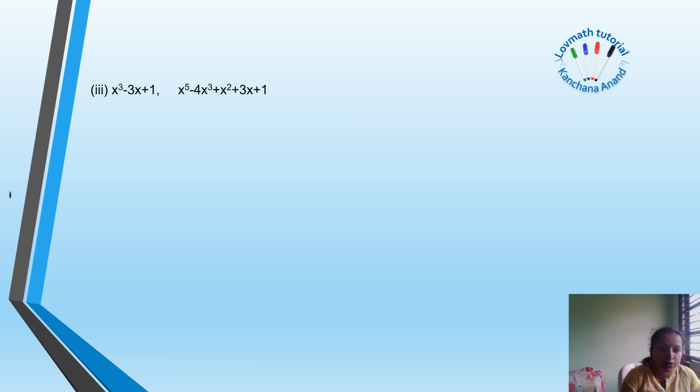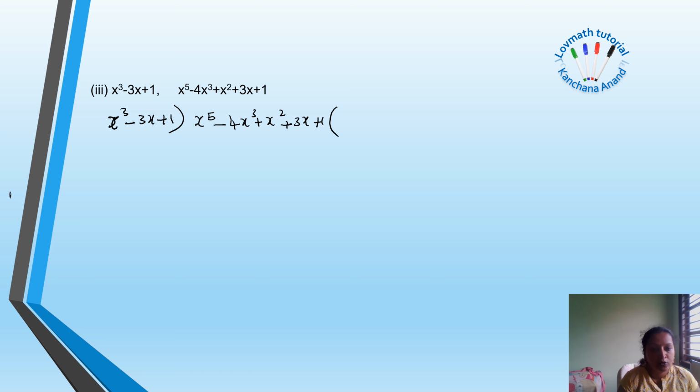To prove that the first polynomial is a factor of second polynomial, we have to divide the second polynomial by the first polynomial. If the remainder is 0, then the first polynomial is a factor of second polynomial. Now let us start division. X cube minus 3x plus 1 is divided by x to the power of 5 minus 4x cube plus x square plus 3x plus 1.